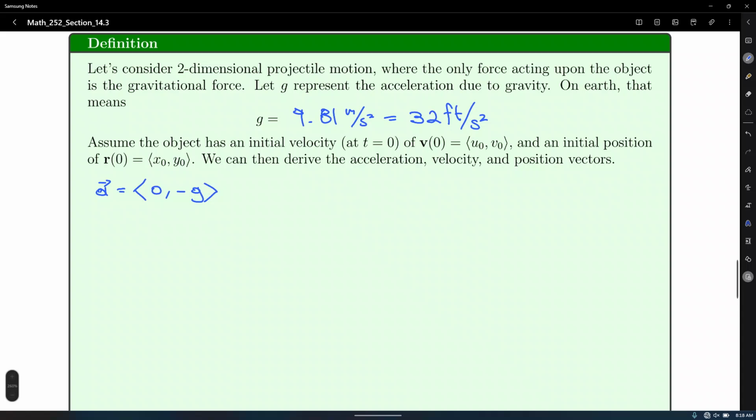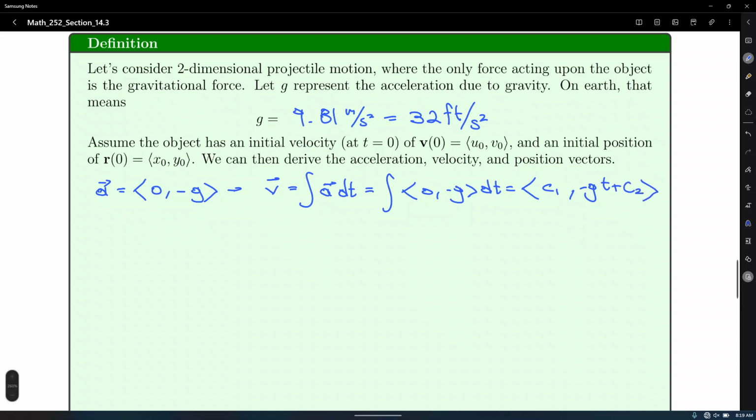Okay, so to go from acceleration to velocity, velocity is the integral of the acceleration with respect to time. That is the integral of 0, negative g dt, which is, again, the integral of 0 is 0 plus a constant. In this case, I would like to call this c1, plus the integral of negative g. This is constant with respect to t. That's negative gt, plus, let me call this c2.